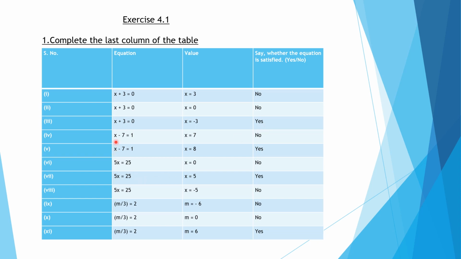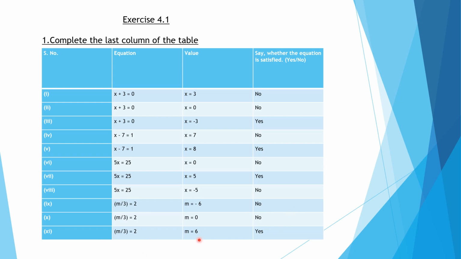The next equation is x minus 7 is equal to 1. If the value of x is 7, 7 minus 7 is 0, but here it is 1. That's why it is not going to satisfy. Then let us take one more. Here, m by 3 is equal to 2. M divided by 3, the m value is minus 6. Minus 6 divided by 3 is minus 2, but here it is plus 2. That's why it is not going to satisfy.